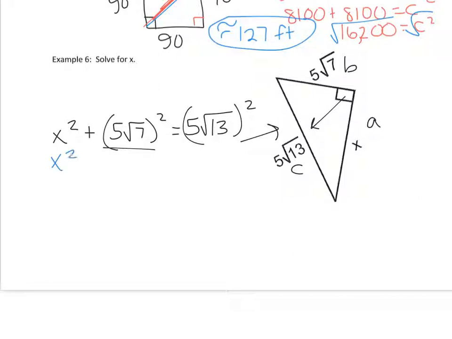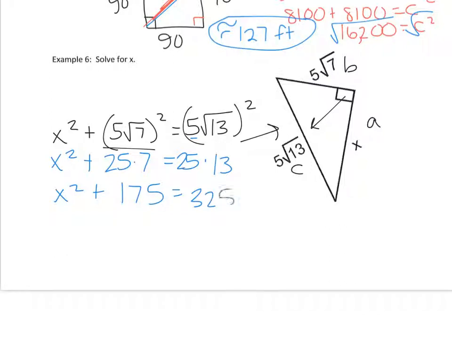So x squared plus 25 times 7 equals 25 times 13. So I subtract 175 from each side. So x squared equals 150.